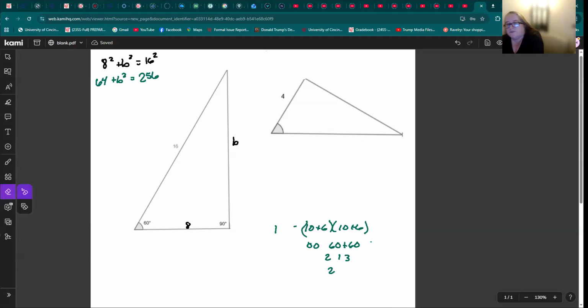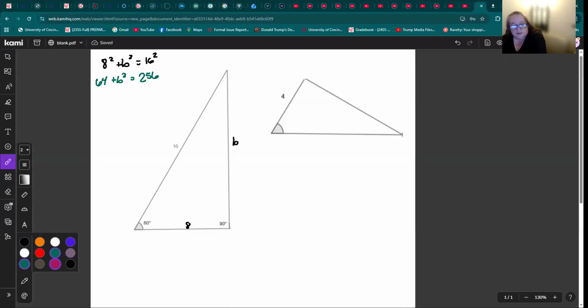All right, so finishing and solving. One thing that I do with videos, I usually will fix my addition things, but mistakes do happen. So hopefully I'll catch them. Sometimes I don't, but please let me know if I miss something. So I'm going to subtract 64 from both sides. I get b squared equals 192.